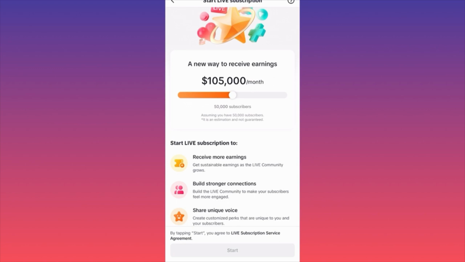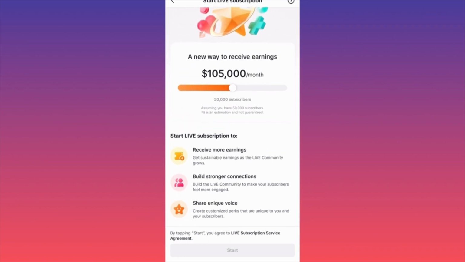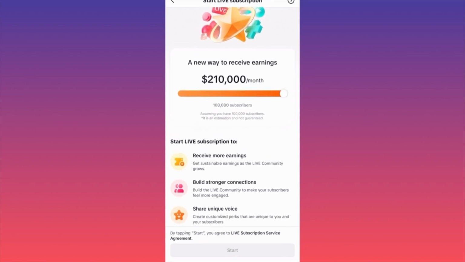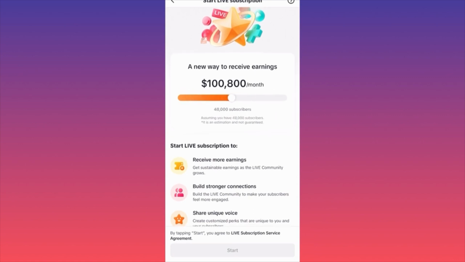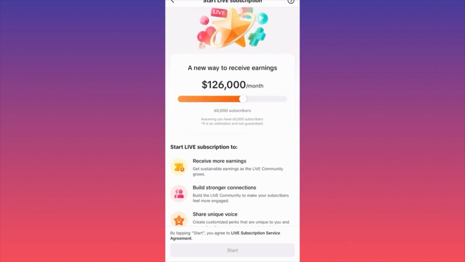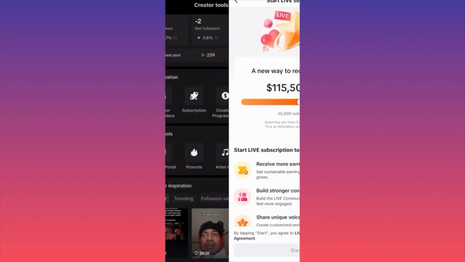How about this? Assuming you have 50,000 subscribers. It is an estimation, not guaranteed, of course. How are you gonna get this money? Well, receive more earnings, get sustainable earnings for live community growth, build stronger connections, share unique voice. Essentially over here, guys, you're doing what other people are doing. You see, the max is $210,000 a month. Would you get it? Absolutely, but I think this is only for the superstars, TikTok international superstars. But it's cool. I like the user interface, it's so cool.